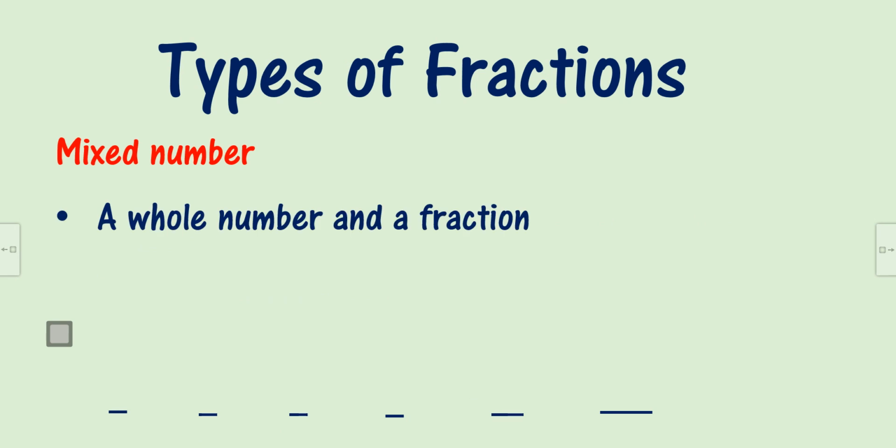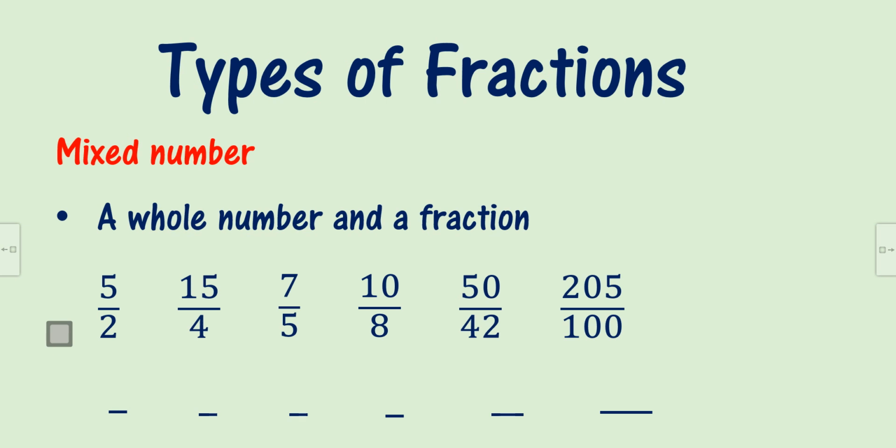Okay, so then we've got our third type, which is a mixed number, which could be described as a whole number and a fraction. And again, this means that we've got a value bigger than 1. What we're going to look at is the fact that any top-heavy fraction, any improper fraction, can also be written as a whole number and a fraction, which we call a mixed number.